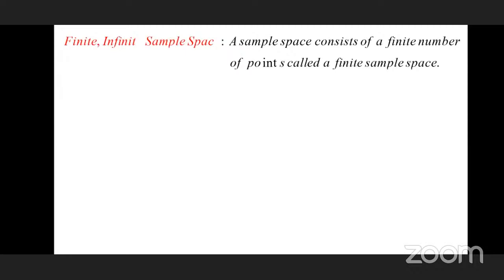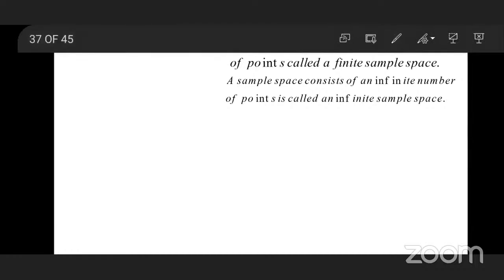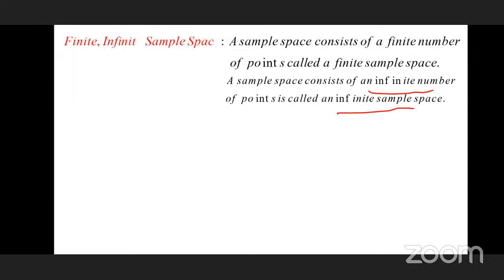What are finite and infinite sample spaces? A sample space consisting of a finite number of points is called a finite sample space. Suppose we throw a die, so only 6 numbers, which is a finite sample space. A sample space consisting of an infinite number of points is called an infinite sample space.